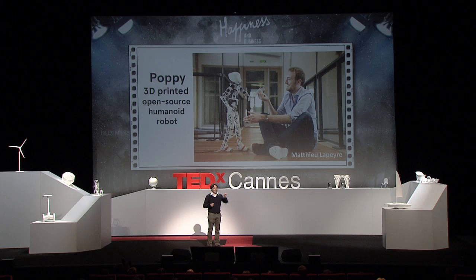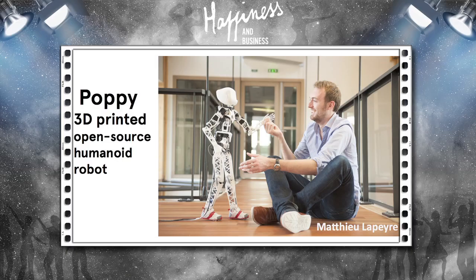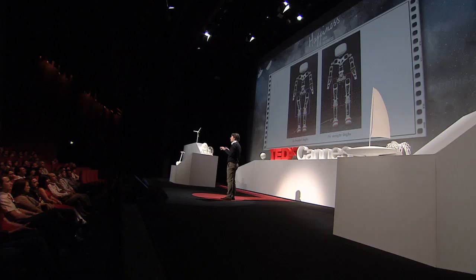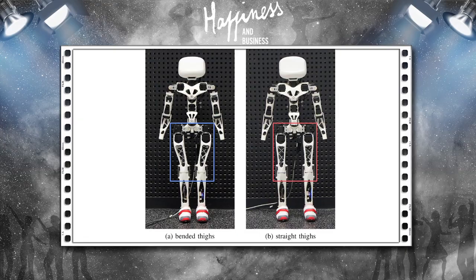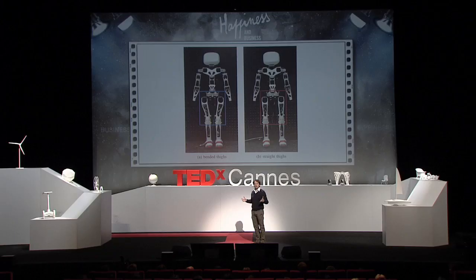And this led us to design the Poppy humanoid robot, whose skeleton in white here is entirely 3D printed. Initially, this robot was targeted to explore and study the role of morphology upon biped locomotion and human-robot interaction. For example, here you see two alternative shapes for the legs, which make it more or less easy to control balance. Let's look at a video of the Poppy robot.